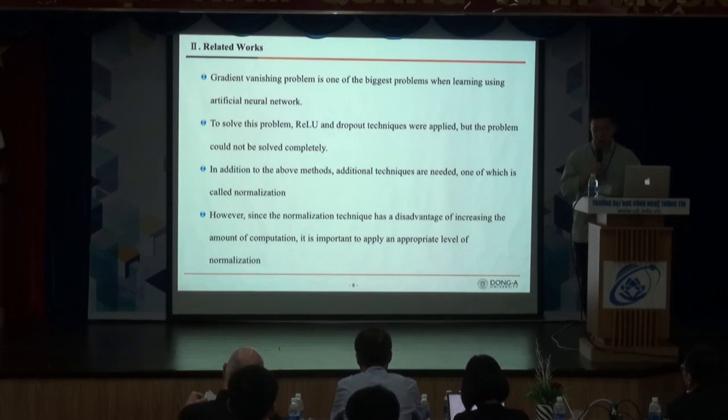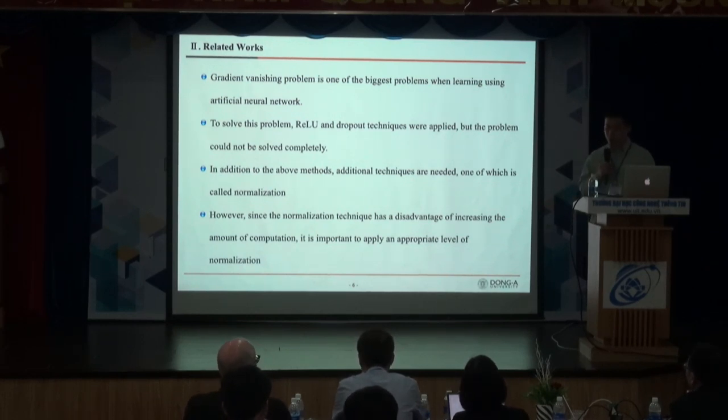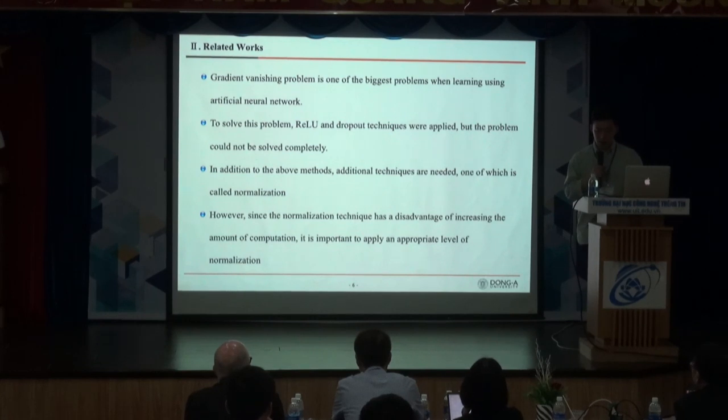And the gradient vanishing problem is one of the biggest problems when learning using an artificial neural network. To solve this problem, ReLU and dropout techniques were applied, but the problem could not be solved completely. In addition to the above methods, additional techniques are required, one of which is called normalization. LRN and batch normalization are typical examples. However, since normalization techniques have the disadvantage of increasing the amount of computation, it is important to apply an appropriate level of normalization.